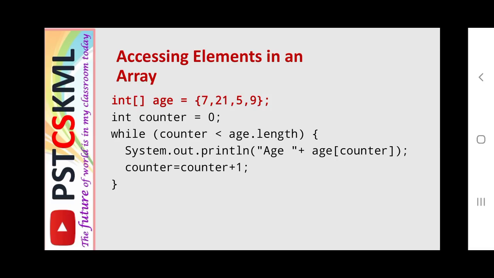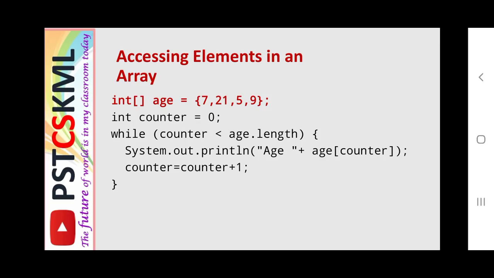So while counter is less than age.length, which means while counter is less than 4. If you want, you can write 4 straight away, but you can also write age.length, either one can be used. System.out.println(age[counter]). Each time you enter, the counter will be increased.